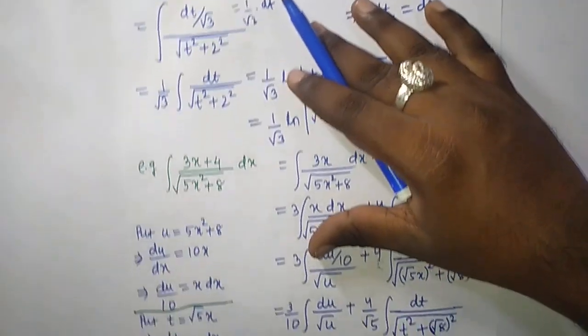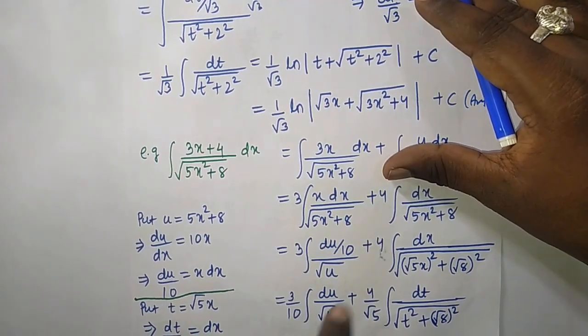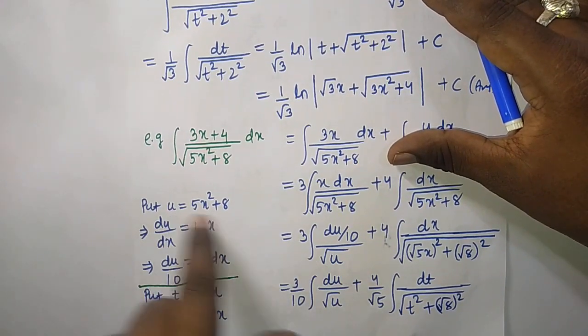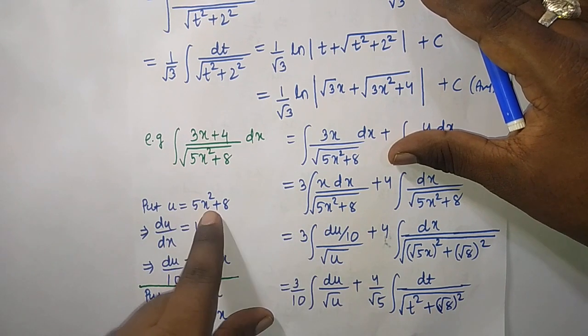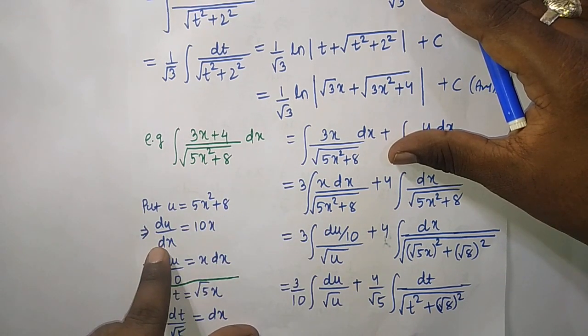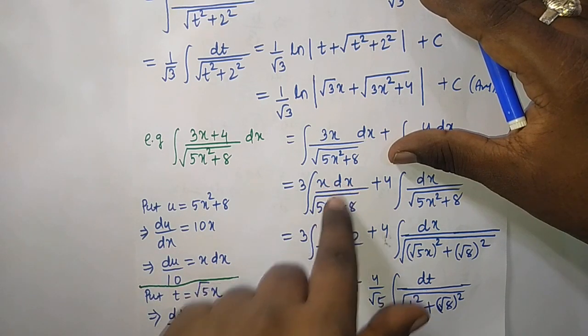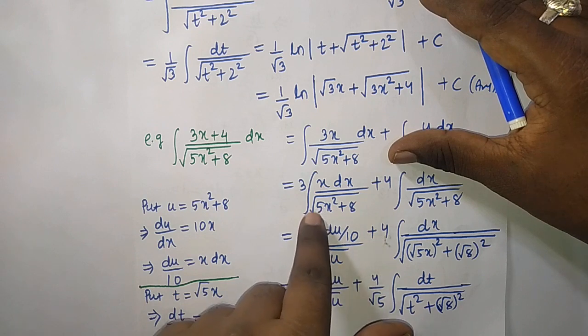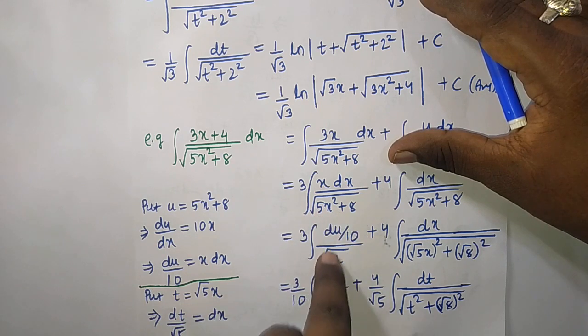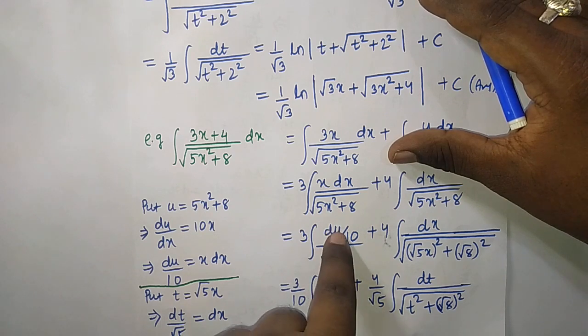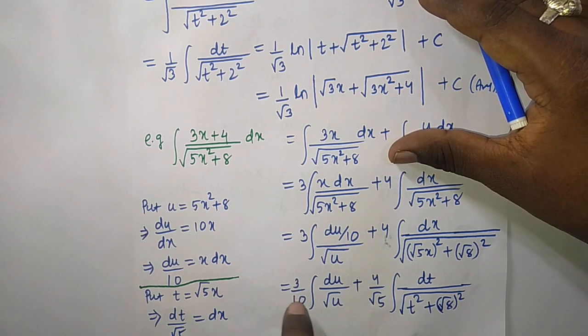Now here I have given some hints. For this integration, I have taken u as 5x square plus 8 and the derivative of u is 10x, so du by 10 is equal to x dx. So in place of x dx I have put du by 10, and in place of 5x square plus 8 I have put u, so here I have got root u. Taking this 1 by 10 term to the outside of integration, I have got 3 by 10 and integration of 1 by root u.